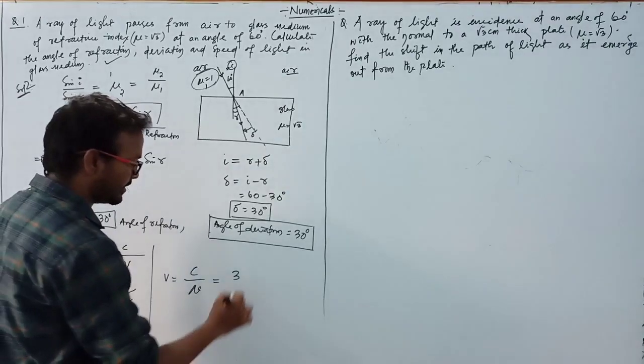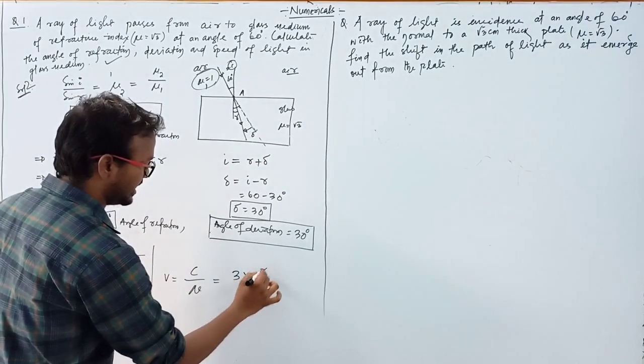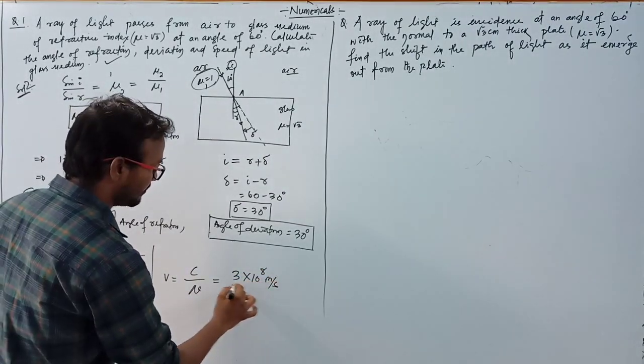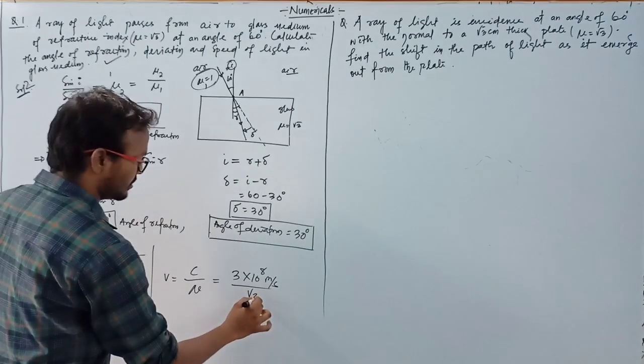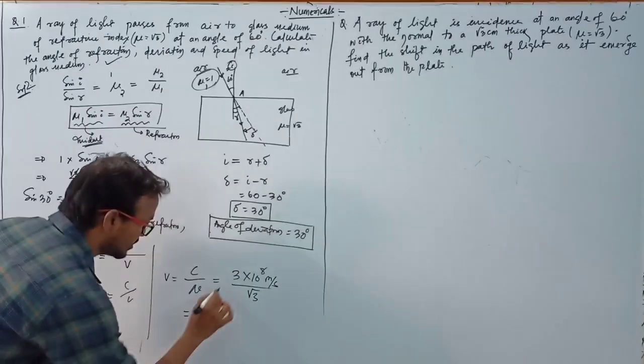Here c, the speed of light, has the value 3 into 10 to the power 8 meter per second, divided by the refractive index of the glass medium, which is root 3. If we solve, 3 into 10 to the power 8 divided by root 3, the 3 cancels, giving root 3 into 10 to the power 8 meter per second. This is the velocity in the glass medium.